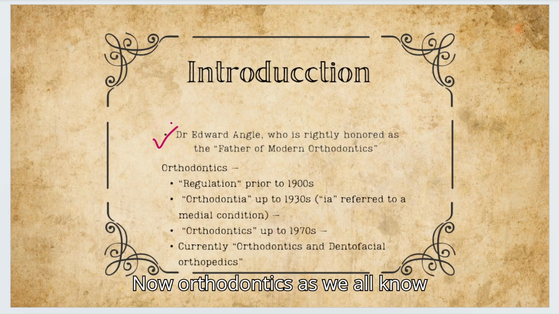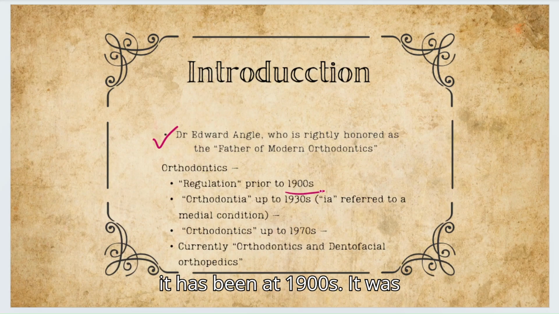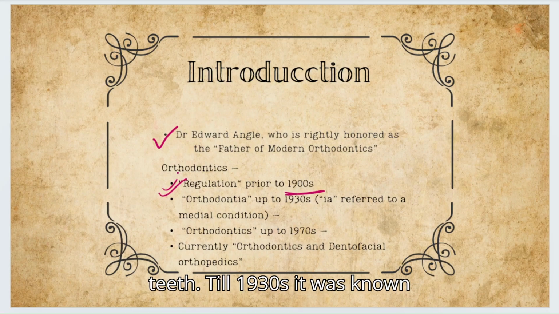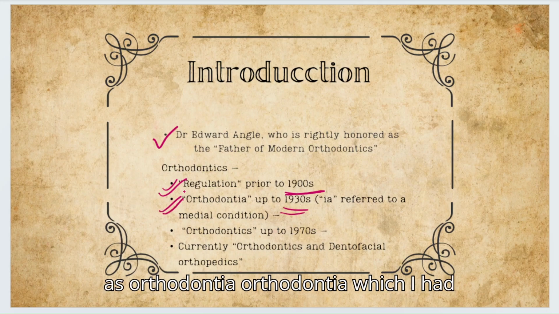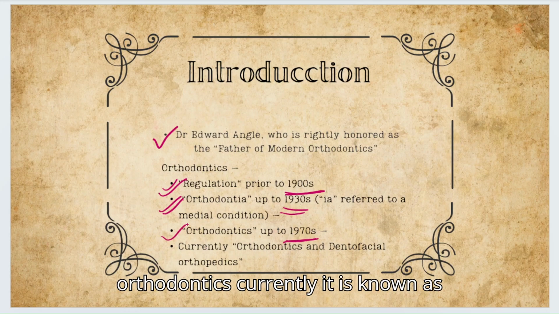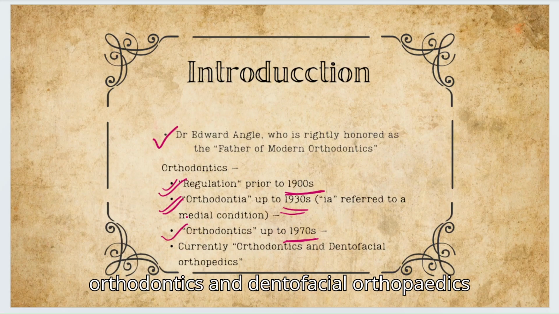Now, orthodontics, as we all know, in the 1900s was called regulation of the teeth. Till the 1930s, it was known as orthodontia, which I had mentioned in my last video. In the 1970s, it was called orthodontics. Currently, it is known as orthodontics and dentofacial orthopedics.